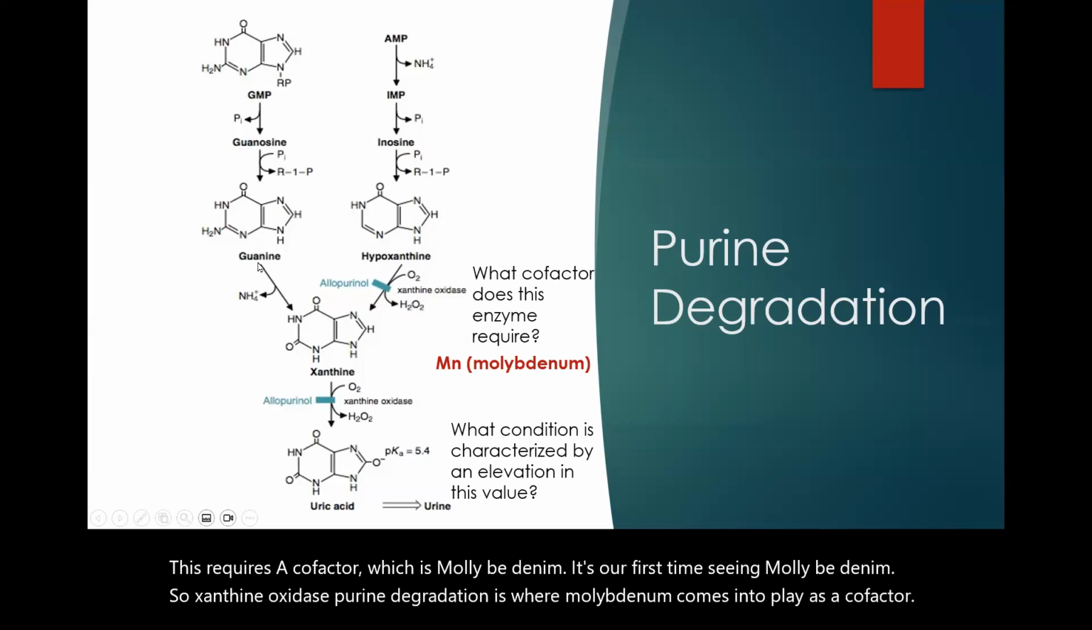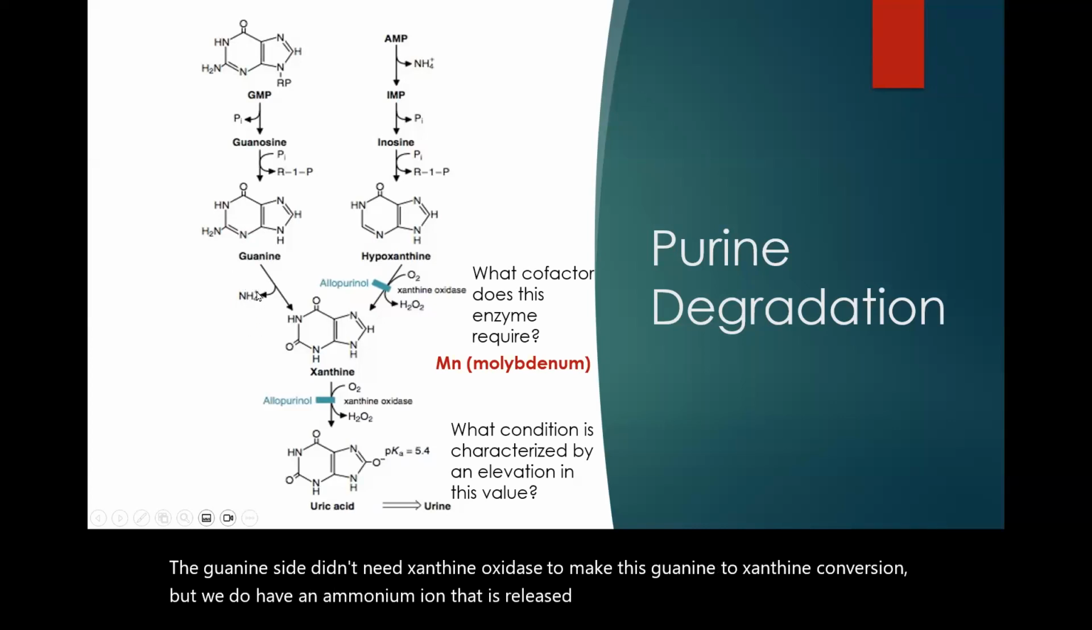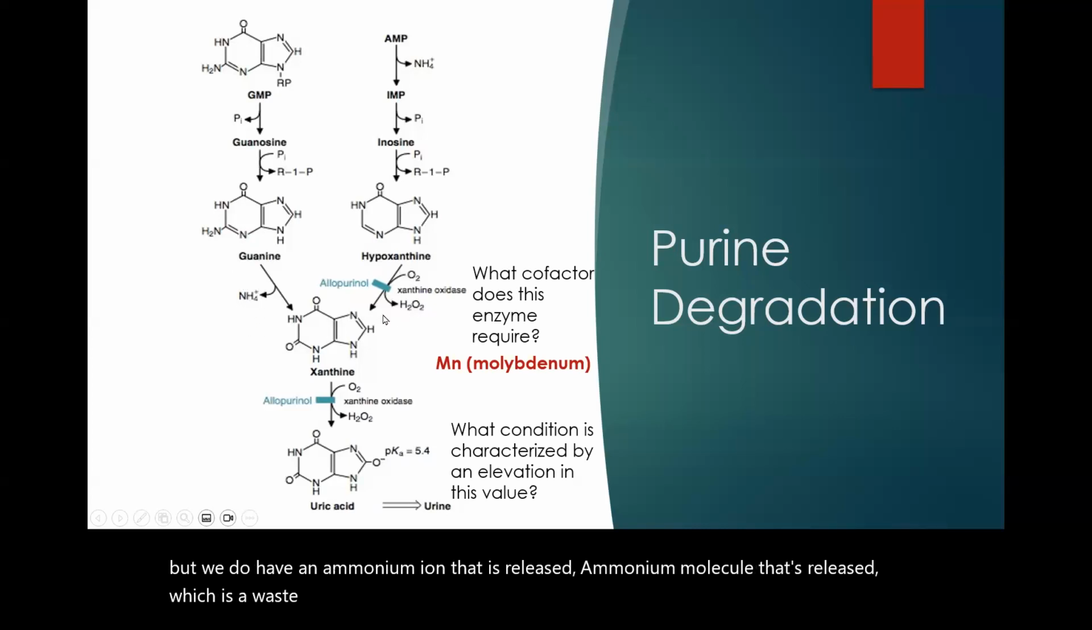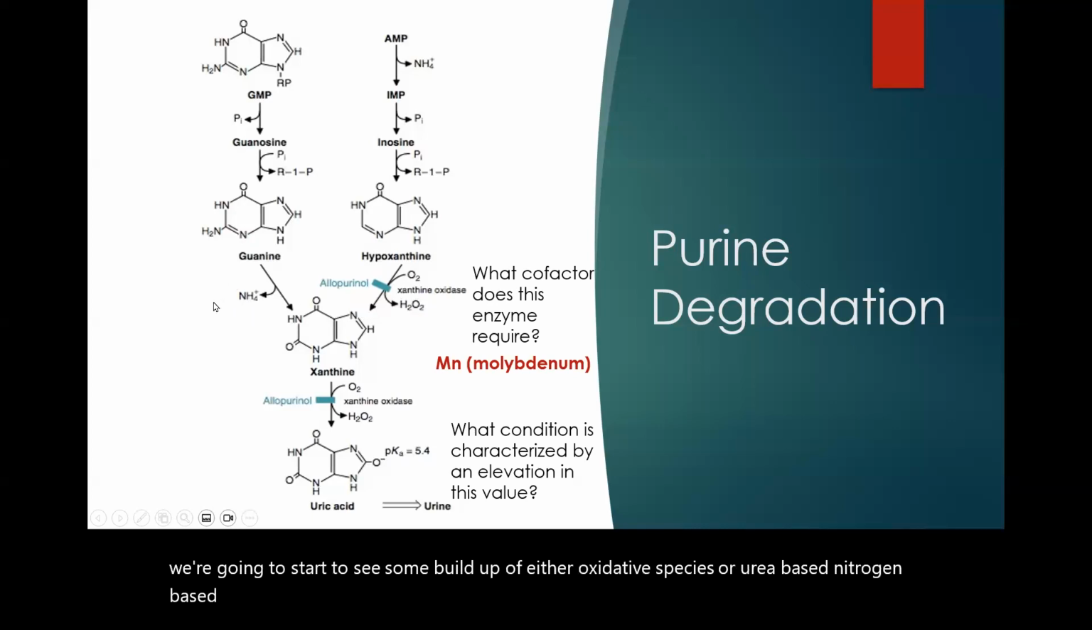The guanine side didn't need xanthine oxidase to make this guanine to xanthine conversion, but we do have an ammonium ion that is released, an ammonium molecule that's released, which is a waste product. Versus this side, we have hydrogen peroxide as a waste product. So we're going to start to see some buildup of either oxidative species or urea-based, nitrogen-based waste. And so we're going to have to figure out how to deal with that.